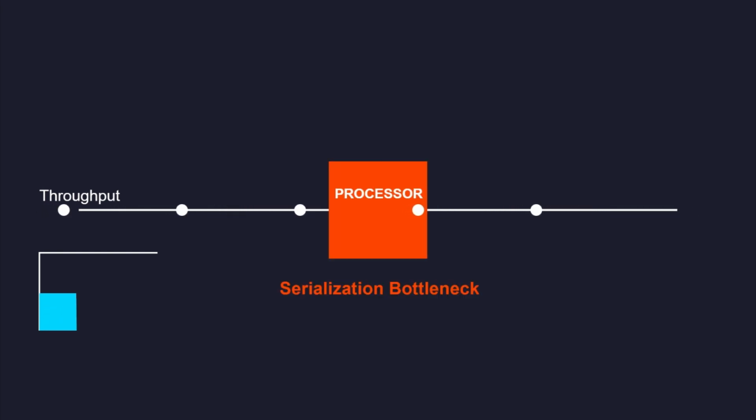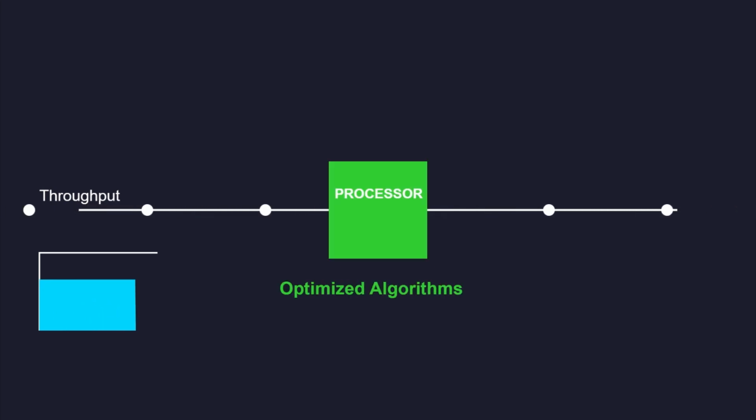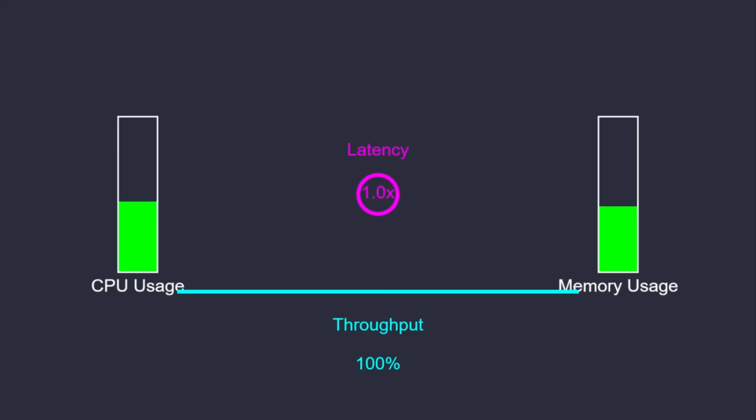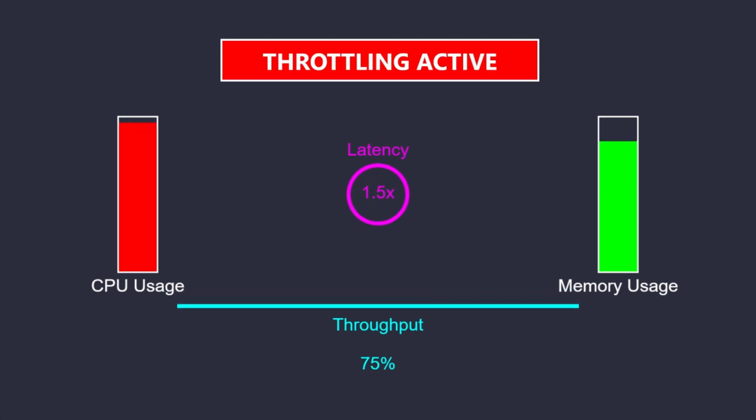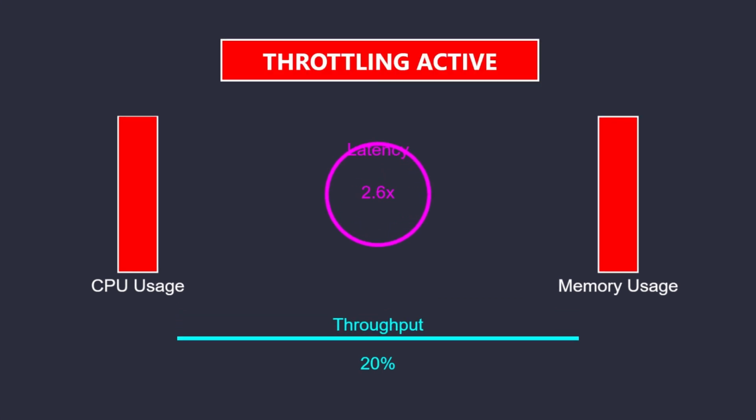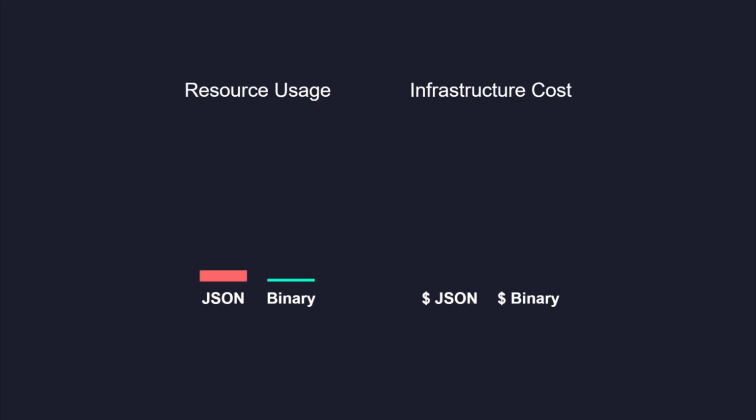When throughput plateaus despite low network usage, it often indicates that the processor is saturated by serialization tasks or business logic, requiring a more efficient data format or better algorithms. System analysts must monitor container resource limits, as hitting memory or processor caps will trigger throttling that drastically reduces the throughput and increases the latency of the service.